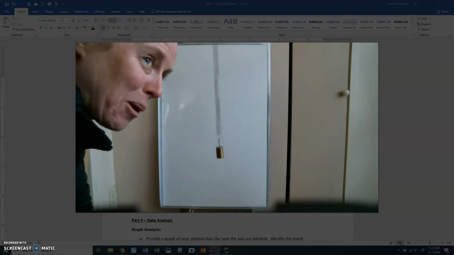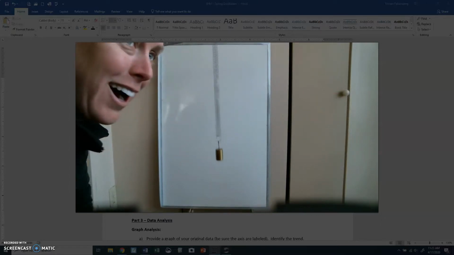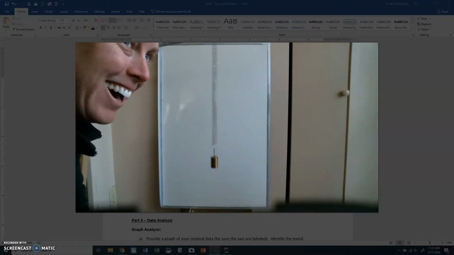That is my mouth up in the corner and my nose. How's that? The famous Falkenberg profile.